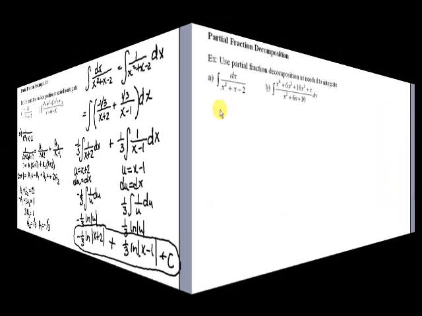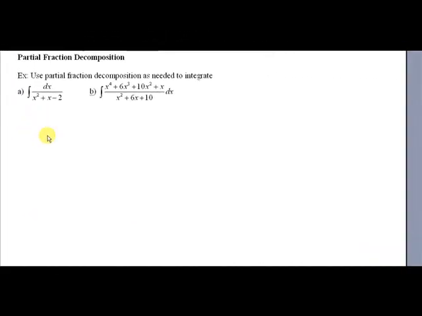Alright, now let's look at part B here. Part B is a little different from the other rational expressions we've looked at because it's an improper rational expression, in the sense that the numerator has a higher degree than the denominator. So before we start trying to use partial fractions, we're actually going to just do some long division and rewrite this expression. So let's get a pen going here.